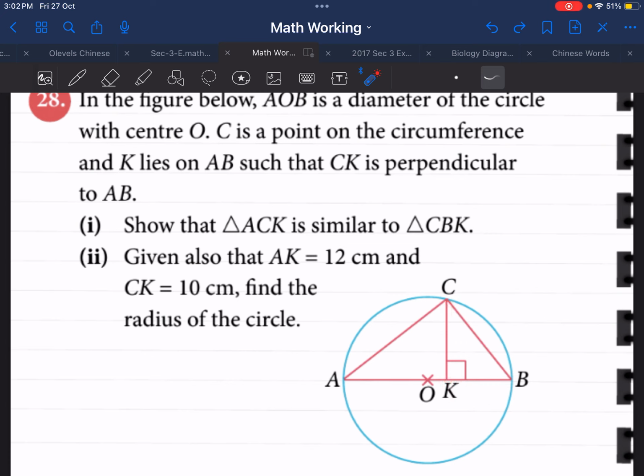To be honest, no matter where C is, it will still be perpendicular to AB, because it will be a vertical line down. So it's perpendicular. K lies on AB such that CK is perpendicular to AB. Show that ACK is similar to CBK.